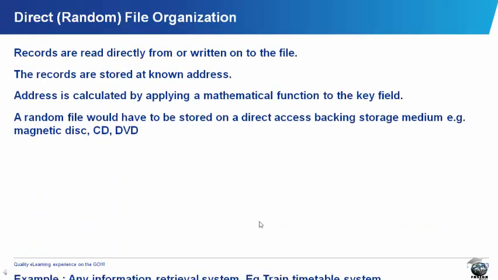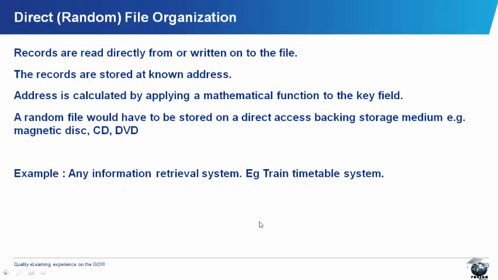Let's talk about the direct or random file organization. Records are read directly or written directly onto the file, and records are stored at known addresses. Also, the address is calculated by applying a mathematical function to the key field. A random file would have to be stored in a direct access backing storage medium, such as a magnetic disk, a CD, or a DVD. Almost all of the storage devices we have today use direct or random file organization. An example of that is any information retrieval system, such as a train timetable system.